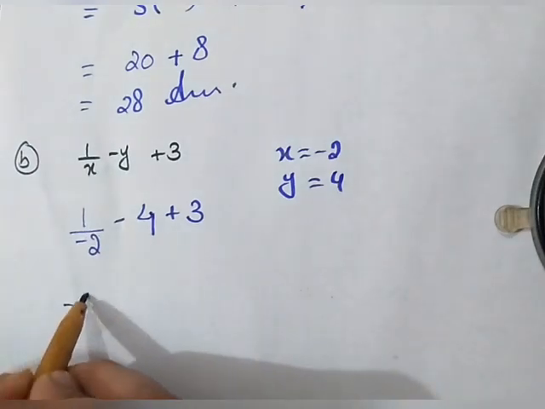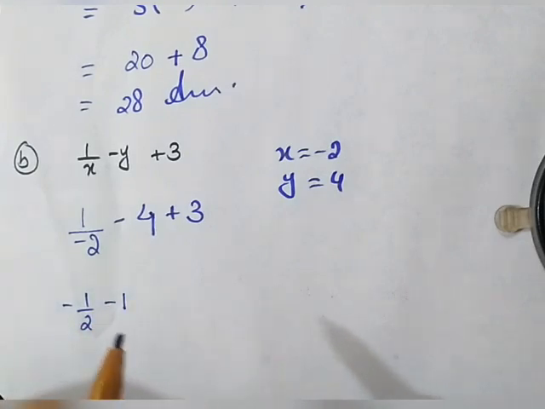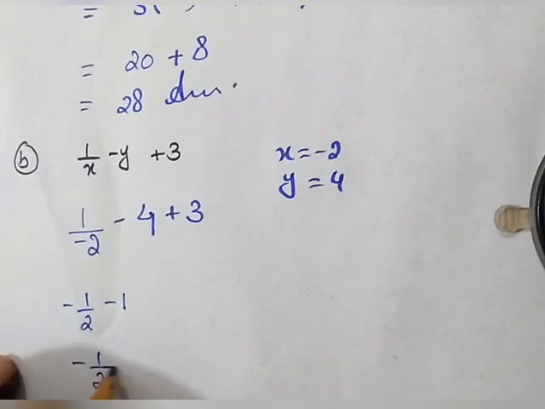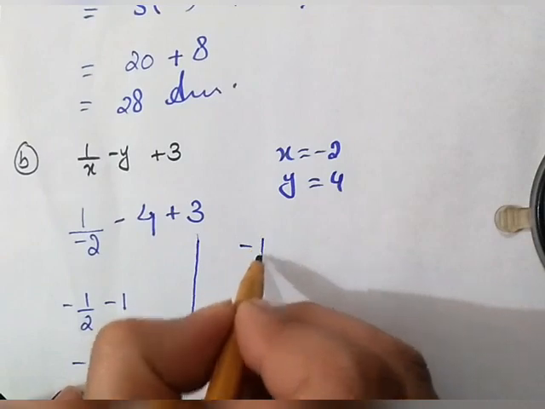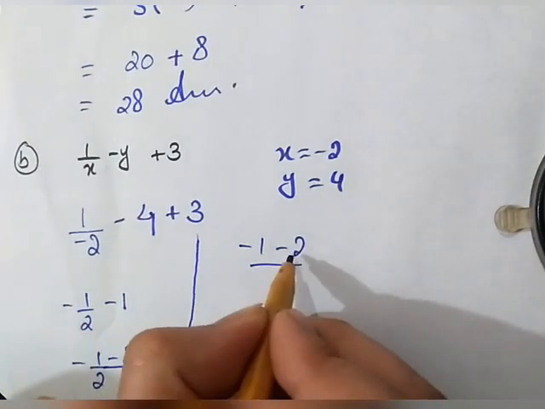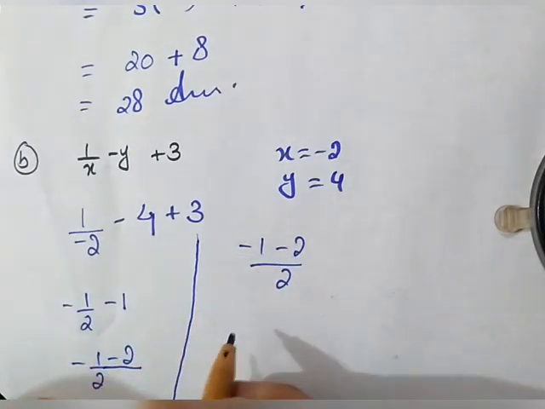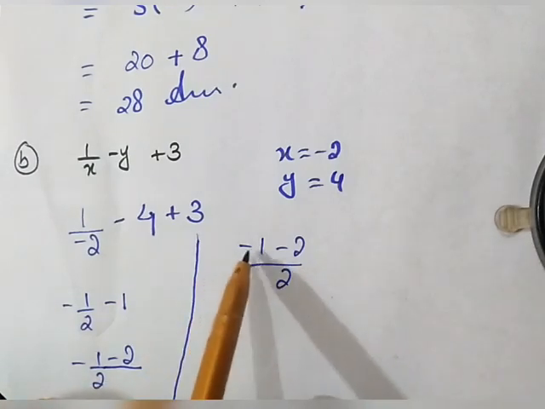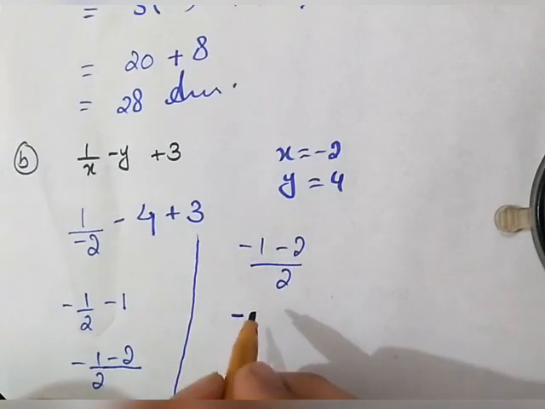Now, minus 1 by 2, minus 4 plus 3 is equal to minus 1. So we do the further simplification. 2 1s are 2. Put the minus sign here. 2 1s are 2. Now, minus 1 minus 2 divided by 2. Minus minus plus: the terms will be added and we place the same sign as both the terms have. Both the terms have a minus sign, so put the minus sign here. Whenever two terms have the same sign, the numbers will be added. So 2 plus 1, 3.